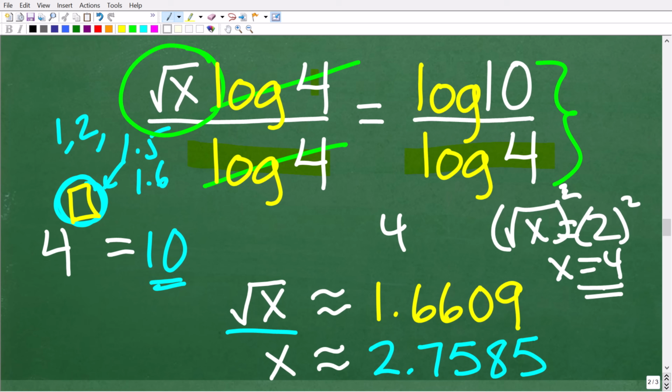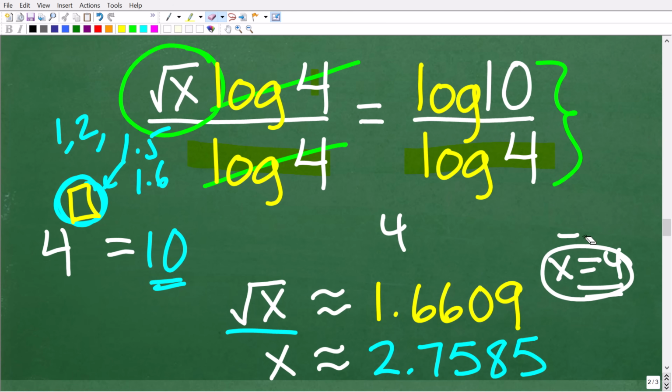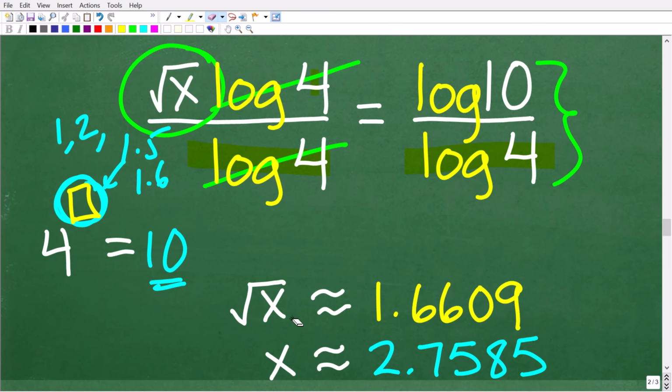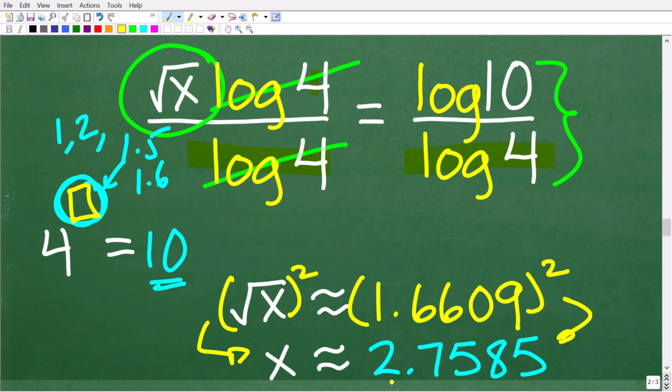Now, just for those of you that know a thing or two about radical equations, what we have to do is check these solutions because you could have something called extraneous solutions, but I don't want to go off on too many tangents here and make this video any longer than it needs to be. But the basic idea here is that we now need to square both sides of this equation to solve for x, right? So we're not done yet here. So the square root of x squared is x, and 1.6609 squared is going to be approximately 2.7585.